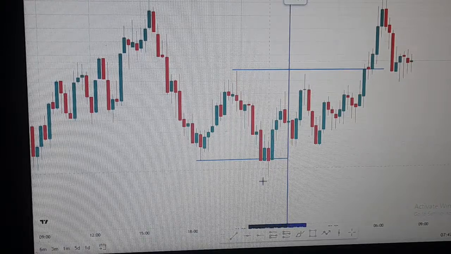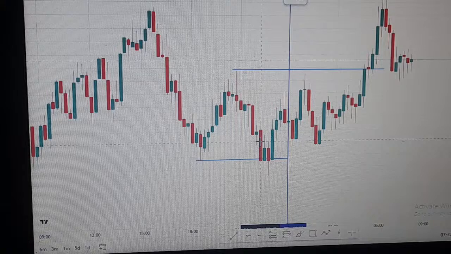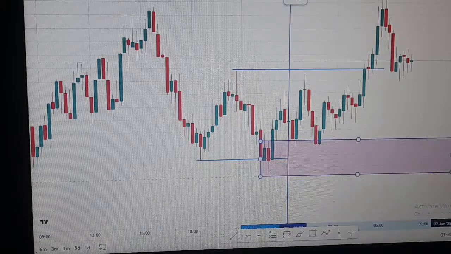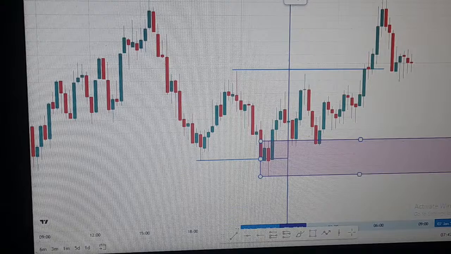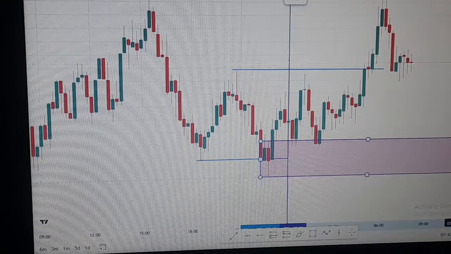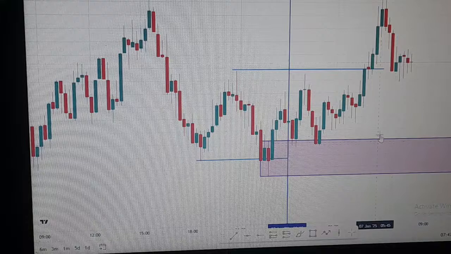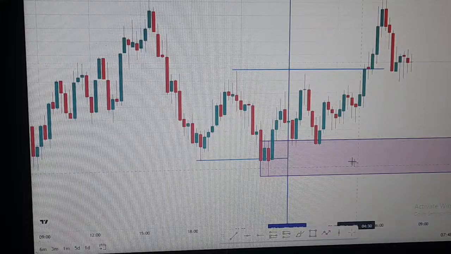We mark the last selling candle, from its wick up to the down-wick side, like that, and then we bring it to the future, at around this area here, like that. All of this is our minute 15 order block.